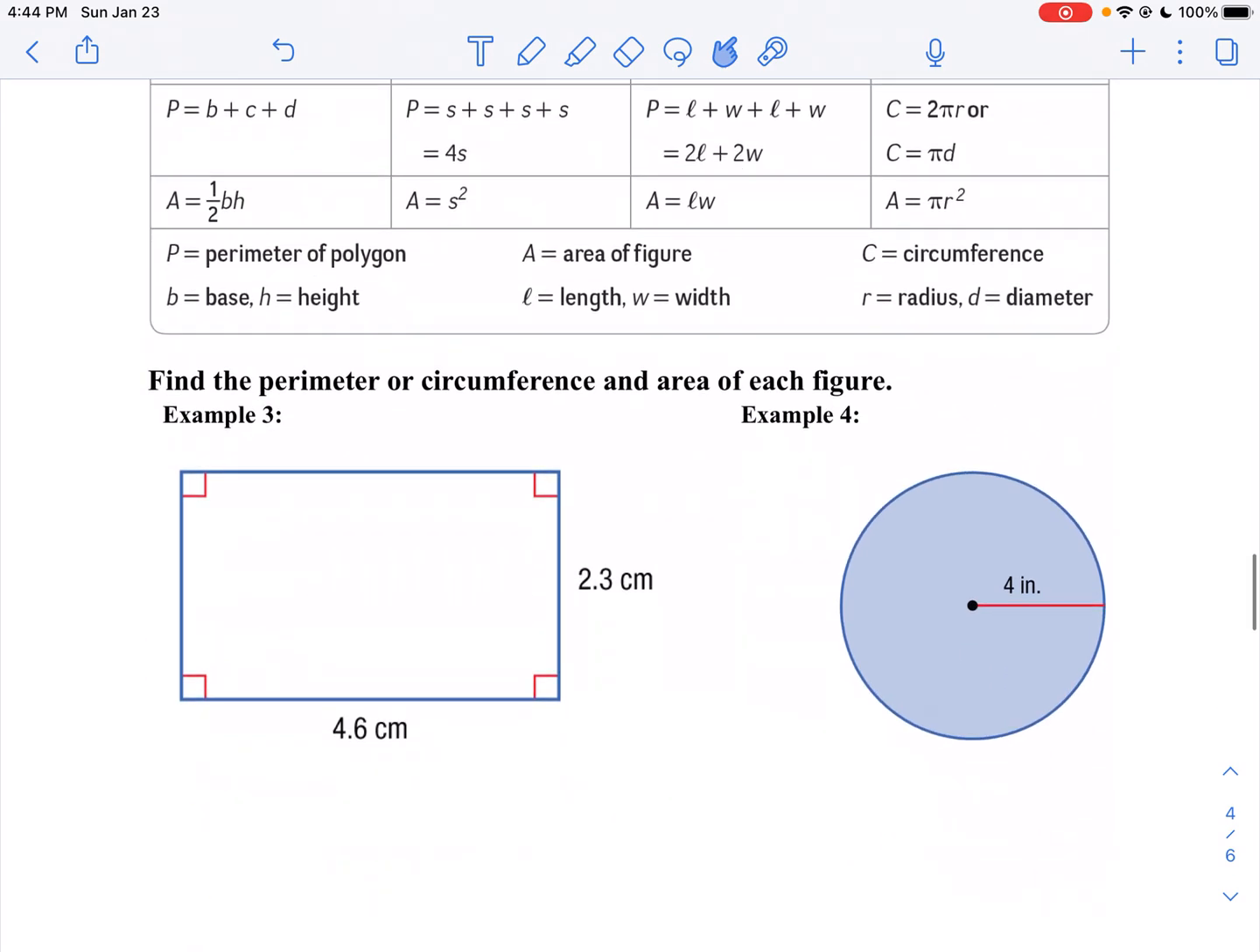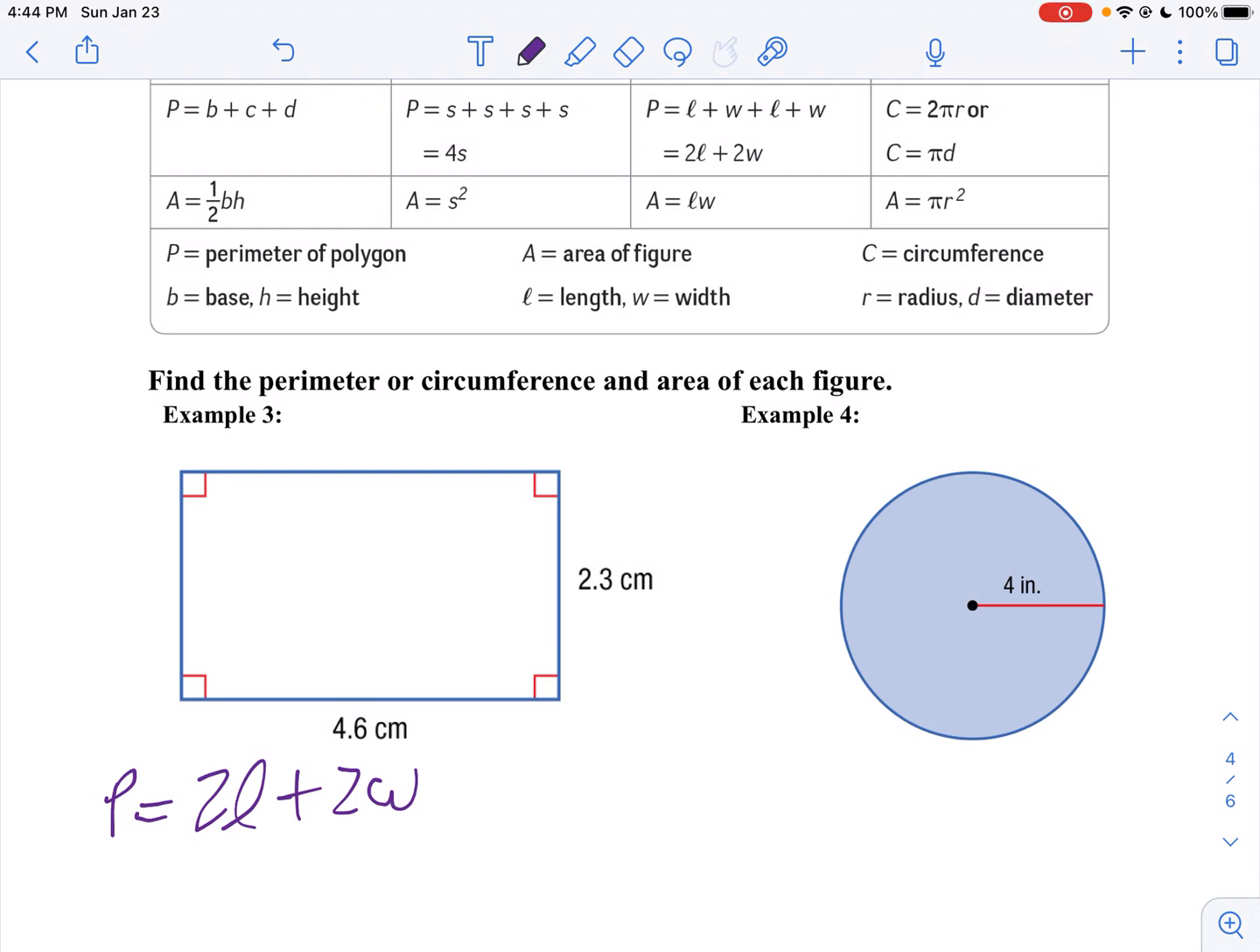Let's apply that to a couple questions here. I want to find the perimeter and the area of each figure. So I'm going to start with my rectangle. Since it's a rectangle, I know perimeter is 2 times the length plus 2 times the width.